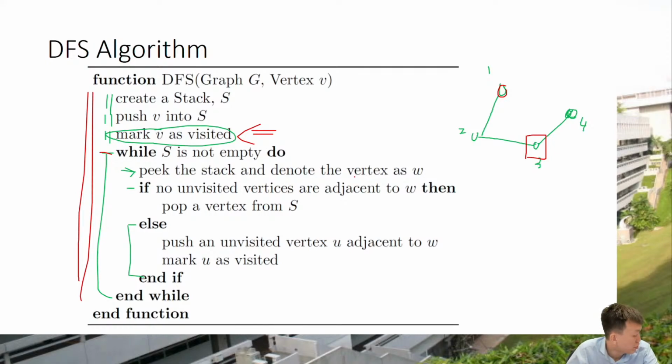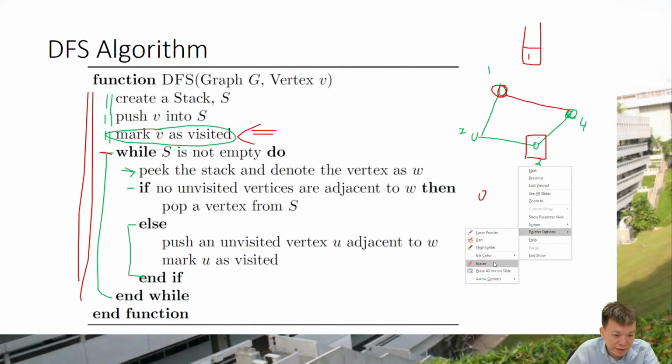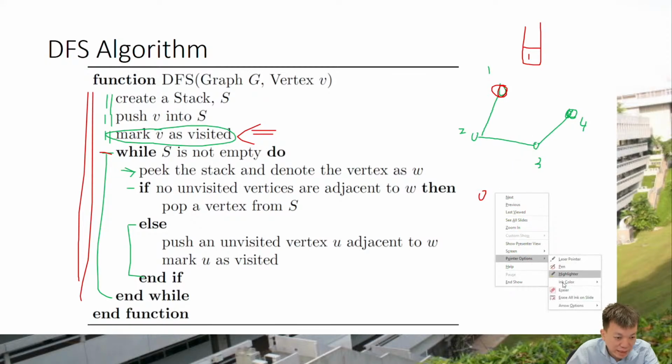Take 1, 2, 3, 4, 1. So you visit 1, okay. I push 1 into the stack. So let's say I visit in the, okay, I better use the same color first. Okay, then I use green. Let's say all the green nodes are unvisited nodes.